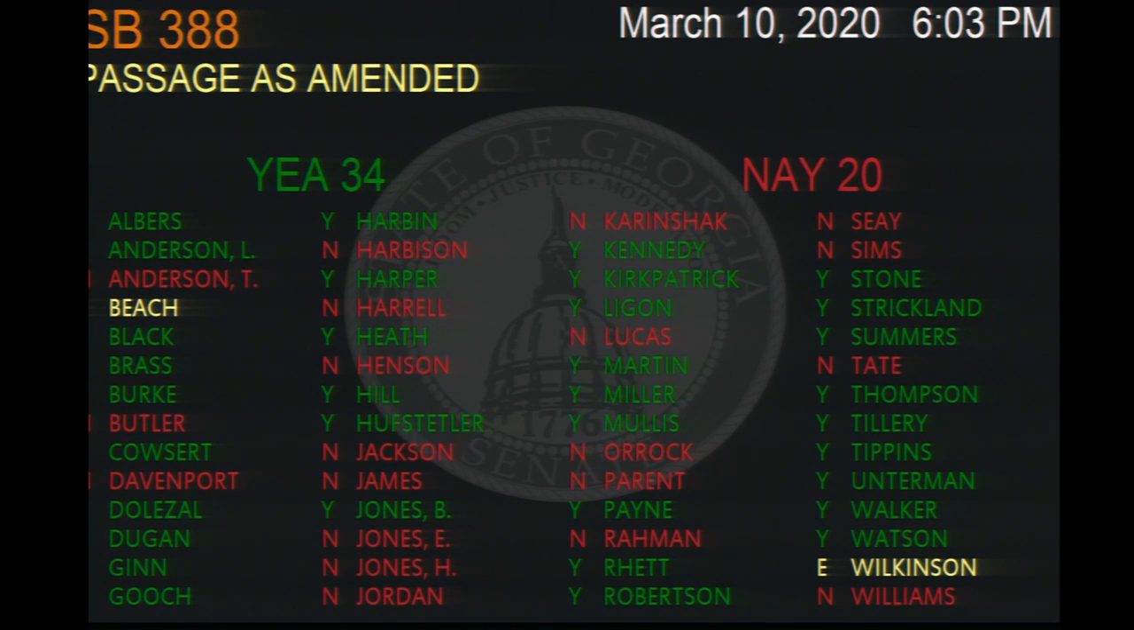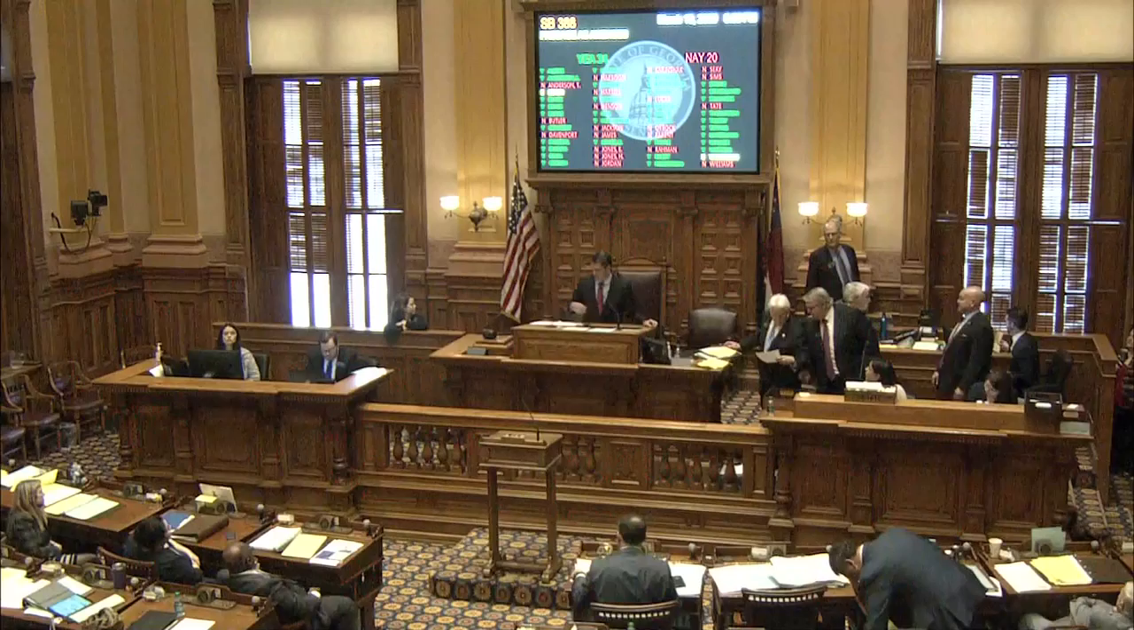On the passage of the bill, the yeas are 34, the nays are 20. This bill, having received the requisite constitutional majority, is therefore passed as amended.